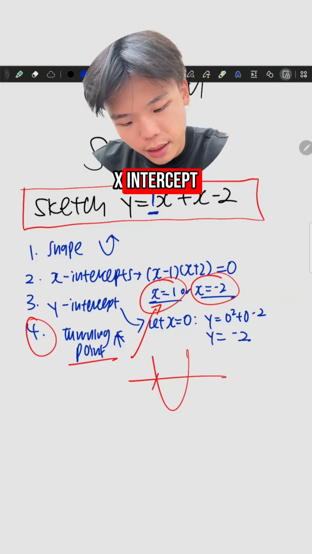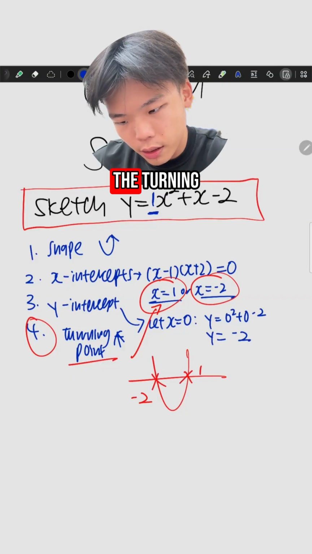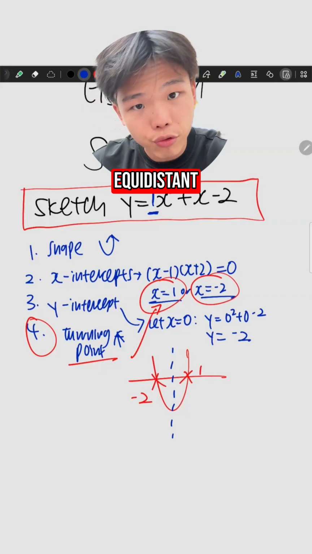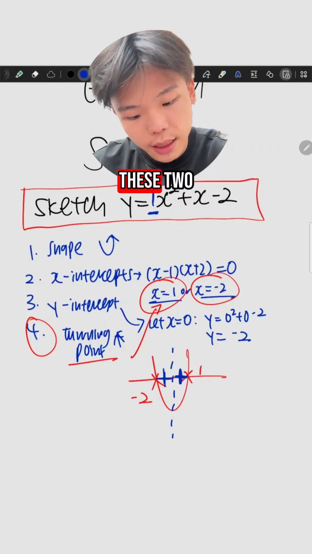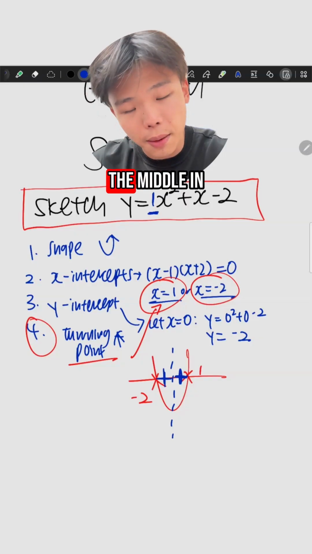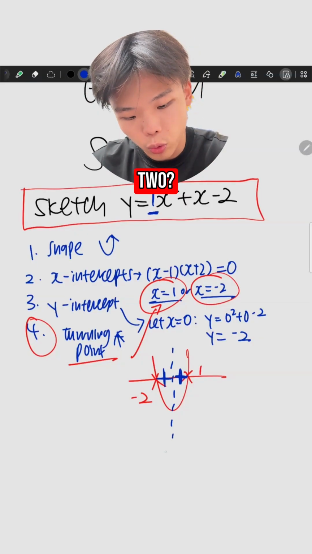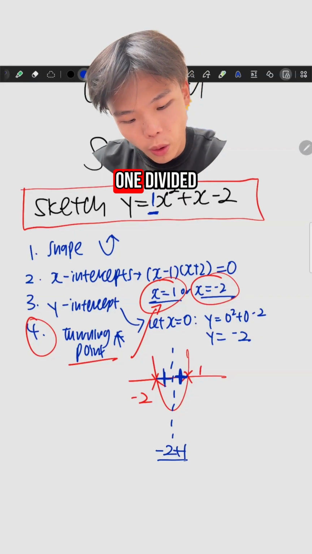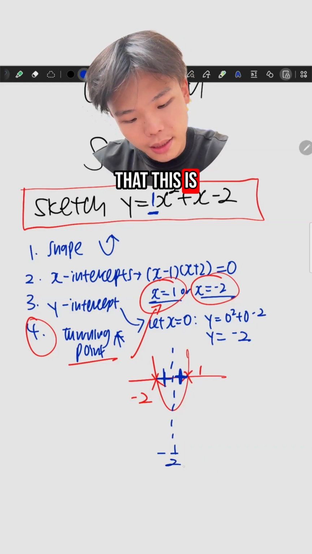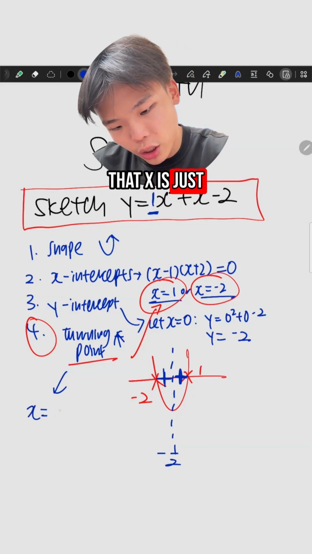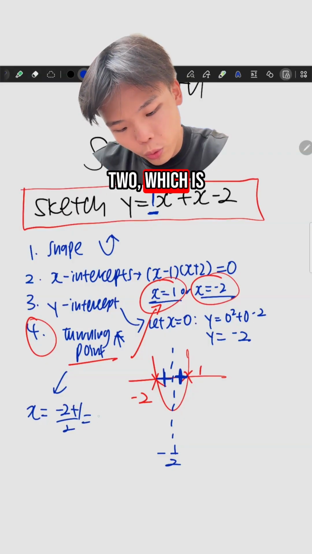Let's say the x-intercept here is negative 2 and here is 1. The turning point is actually equidistant from your two intercepts, which means that this distance over here and this distance over here, these two are equal. Now, where exactly is the middle in between 1 and negative 2? We can simply just take negative 2 plus 1 divided by 2, which gives us negative half, right? So over here, we know that x is just negative 2 plus 1 divided by 2, which is negative half.